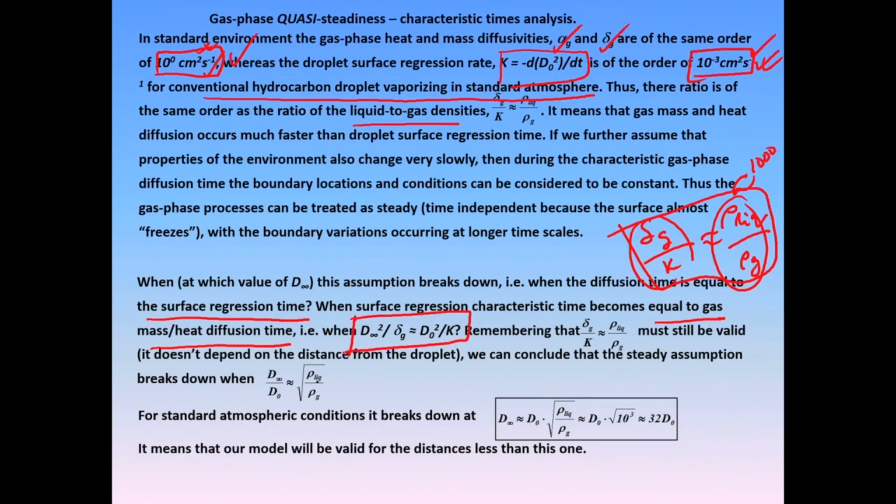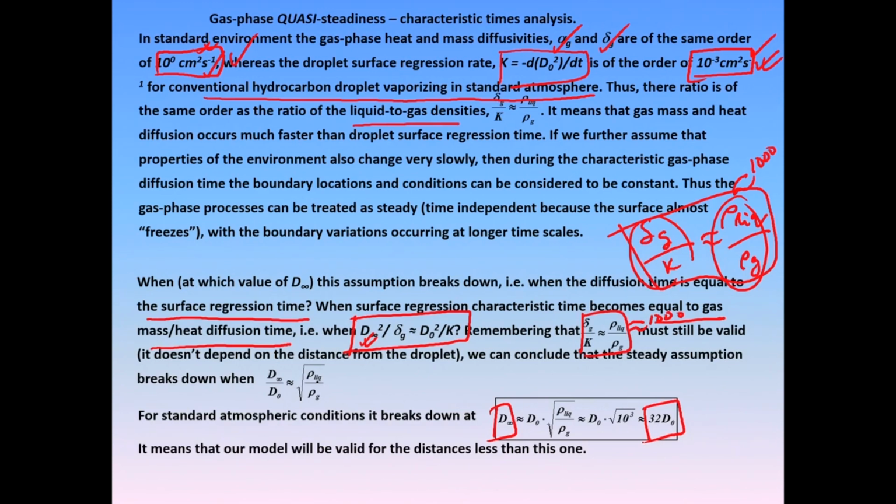So, d naught square by k will be equal to what value of the diffusion length d for which these two time scales will be the same, remembering that these two are of the order of 1000 always. Once you do that, you will find that this d infinity is actually 32 times the droplet diameter. So, if your distance is less than that, you are okay. You can assume gas phase quasi steadiness, but if you are far away, then of course this will not be valid. So, it is 32 times the droplet diameter. At that particular distance this thing can break down.